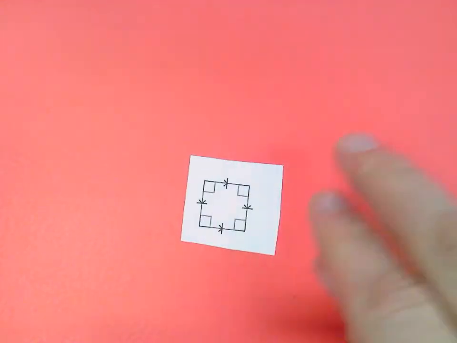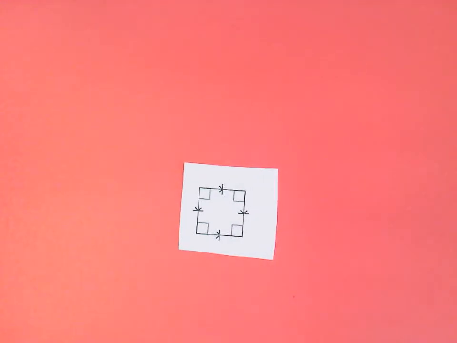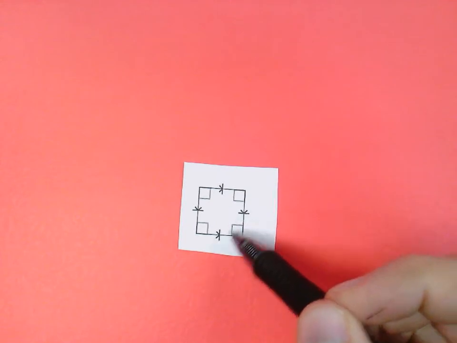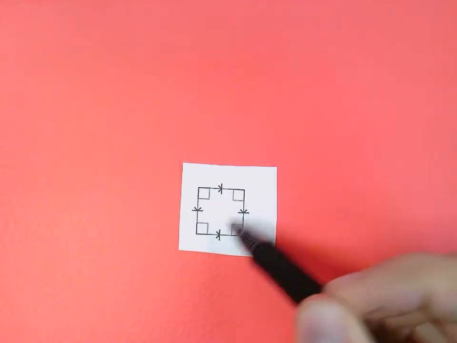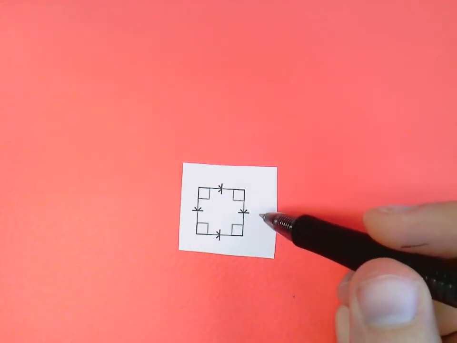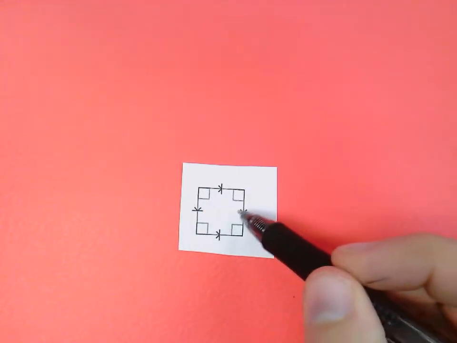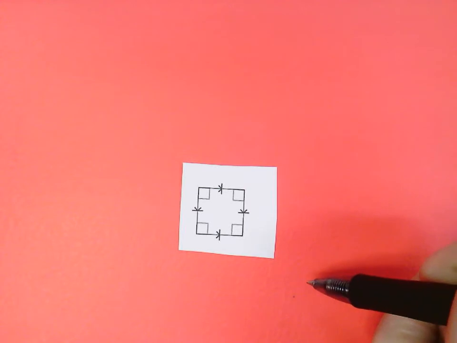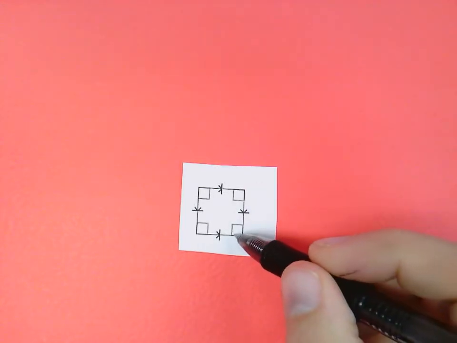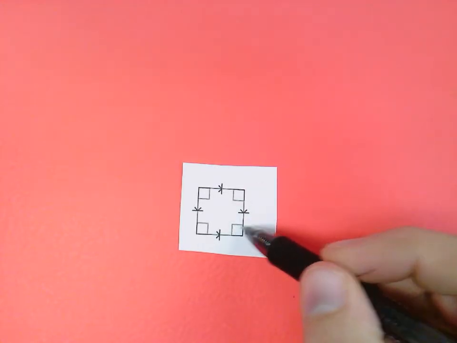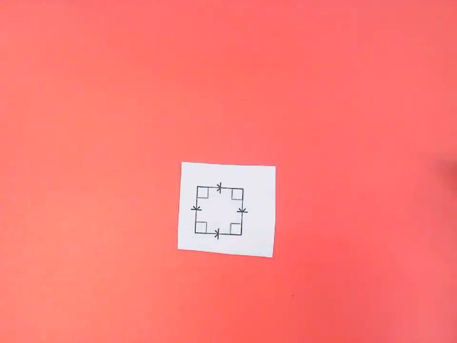And last quadrilateral is a square. A square is a quadrilateral with all sides being equal in length. That's the one line there. And opposite sides are parallel. That's the little arrows, shows that those sides are parallel. And all angles are 90 degrees. So those little squares in the corner show that the angles are 90 degrees.